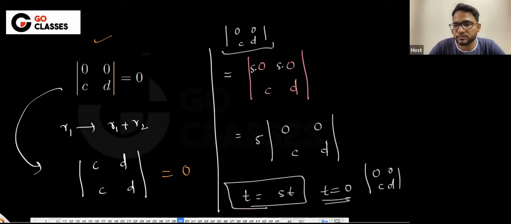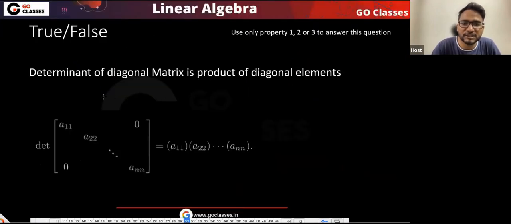Okay, so these are just some exercises that we can do. Karthik is saying C, D common then. Okay, anyway, this is one way, and I think this is a good way. This is also a very good way, so you can do it in any one of the ways. Okay, let's see if this is true or false using property 1, 2, 3 only, which says that the determinant of a diagonal matrix is the product of the diagonal elements.